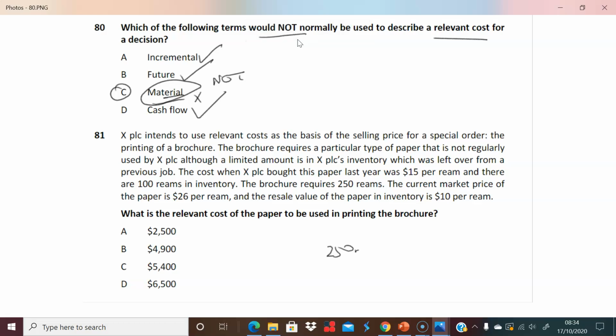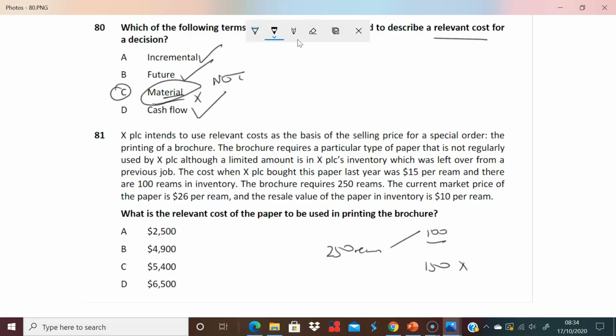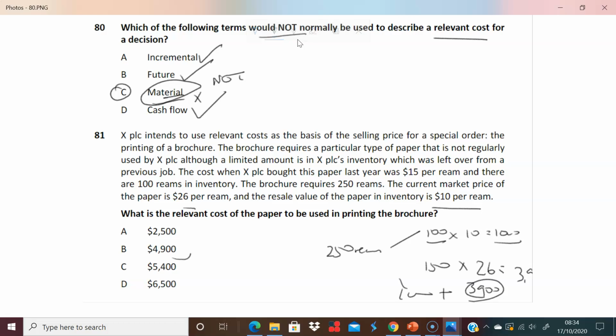You need 250 rims. You currently have 100 in inventory. You will need to buy 150. So if you're going to buy 150 rims, that's 150 times 26. You have to go out and buy that. So 150 times 26 is 3,900. But you have 100 rims in-house that are not being used, and we're not modifying them. So it's just really the opportunity cost. What's that selling price? So 100 times 10 is 1,000. So add on 1,000 to the 3,900, and you have 4,900.